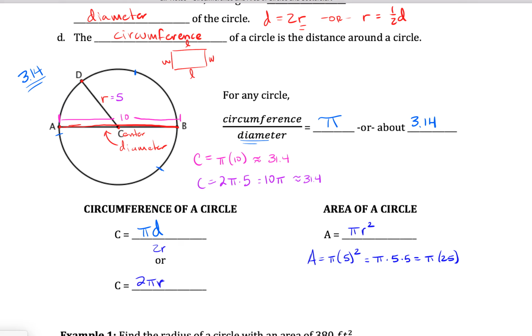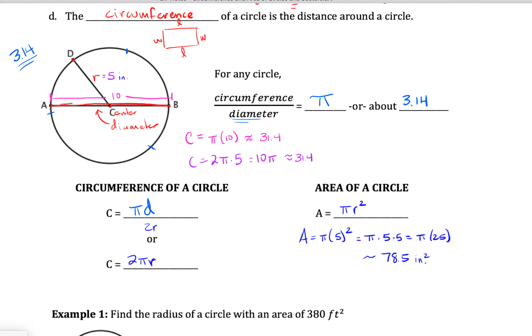So if I grabbed my calculator and quickly typed in 25 times pi, I'm going to get an answer of about 78.5 units squared. If I was measuring this in inches, then my unit would be inches squared for the area of that circle, 78.5 inches squared.